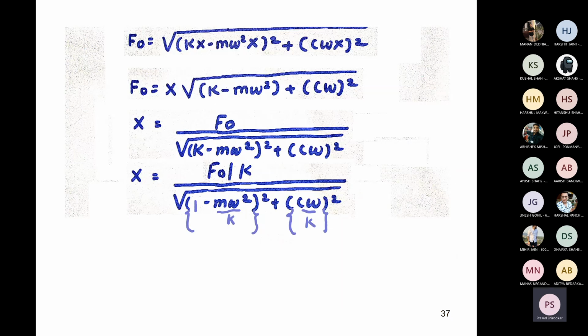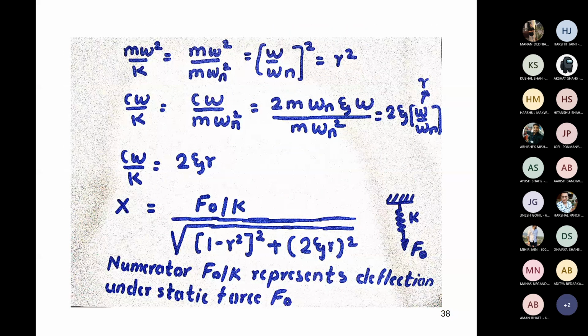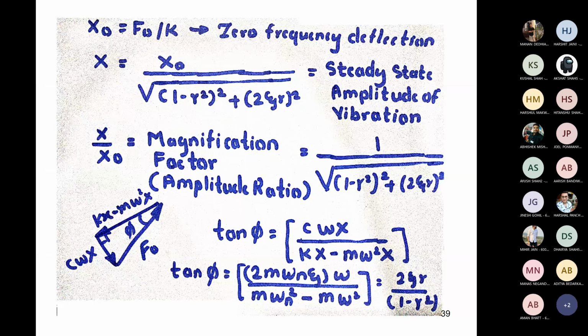Okay, and we derived the equation for the magnification factor, in terms of zeta and r. The equation was 1 upon square root of (1 minus r square) whole square plus (2 zeta r) whole square, and the phase angle is 2 zeta r upon 1 minus r square.